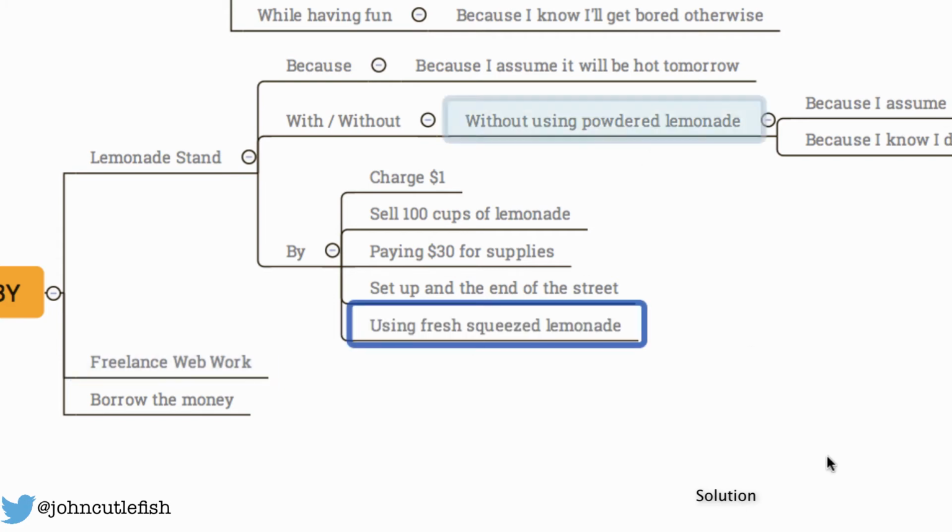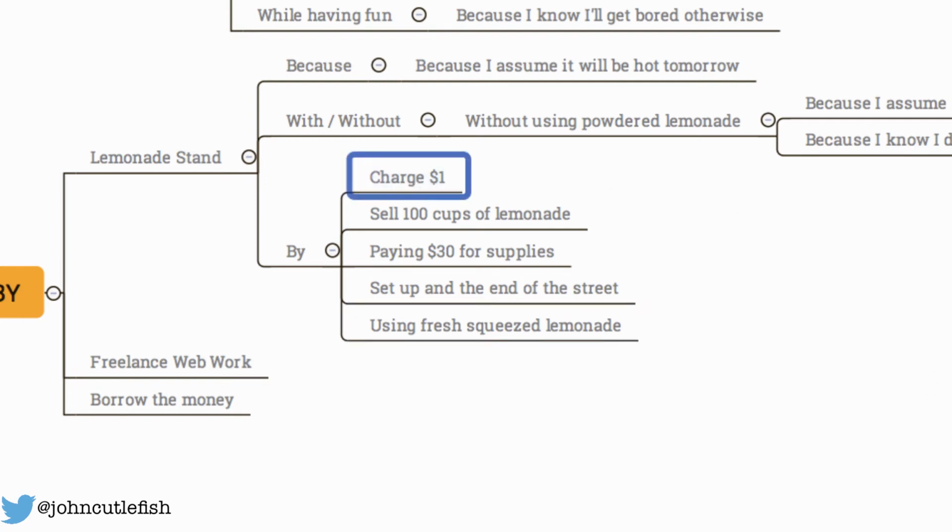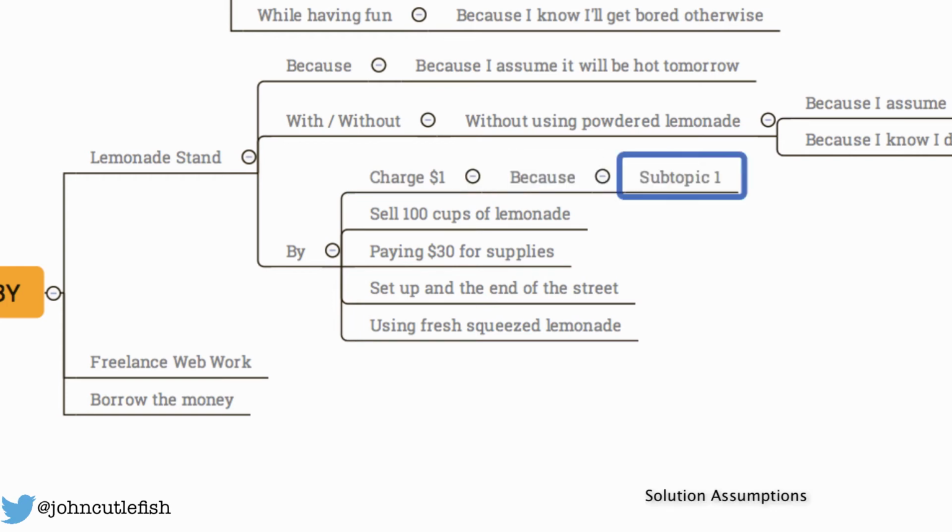Now you can continue this process deeper and deeper and deeper. So for example, charging $1, I could add a because. And I say, I assume, well, that $1 is the sweet spot. On and on and on.